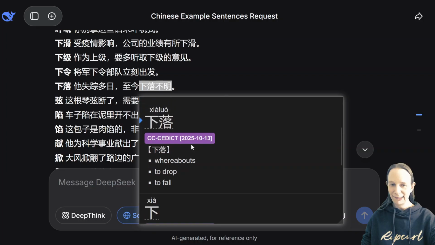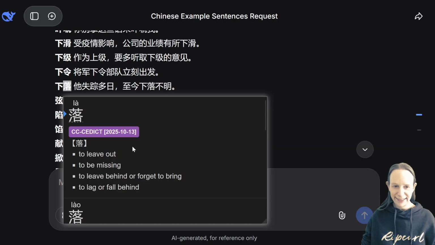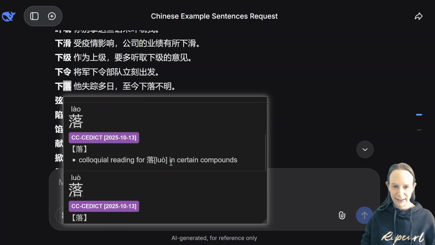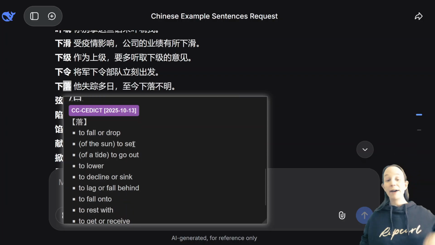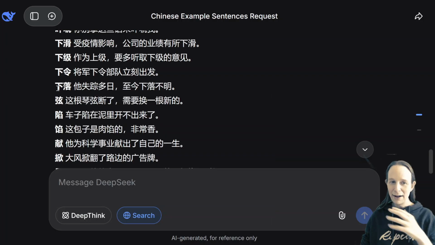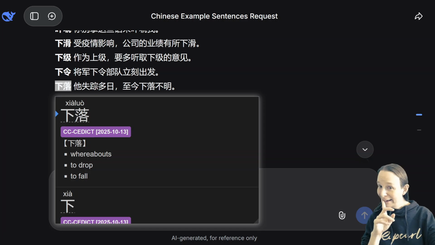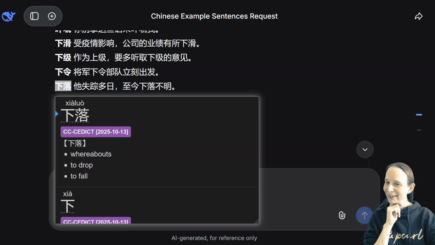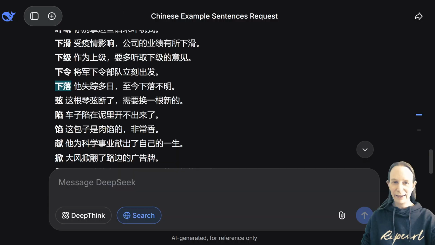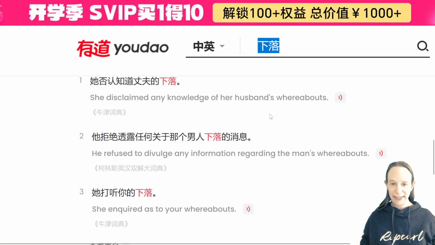Whereabouts. So 下落 often pertains to where someone resides. Okay, it can mean whereabouts by itself. Wow, 下落. All right. 落, it can also mean falling down, right? So 落下来, 下落. According to the dictionary, it can function as a verb as well. So there's two meanings.